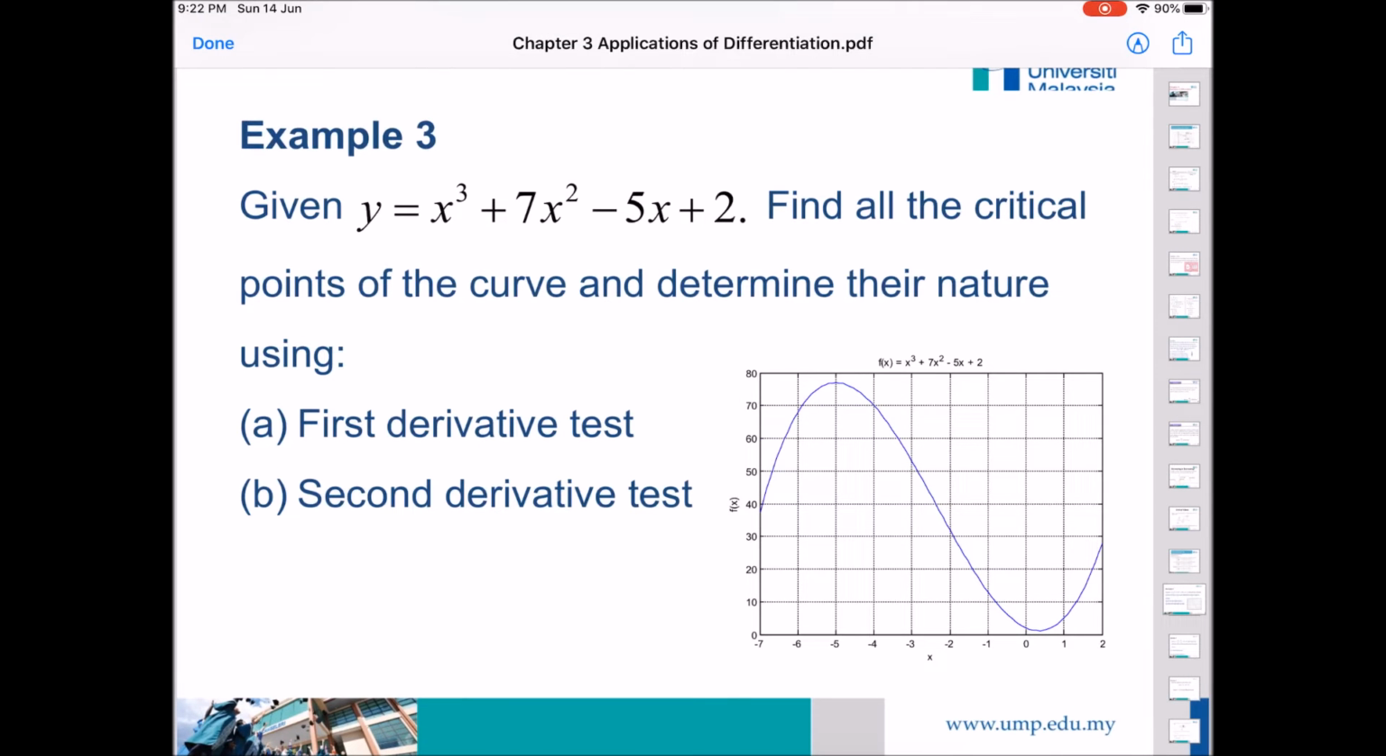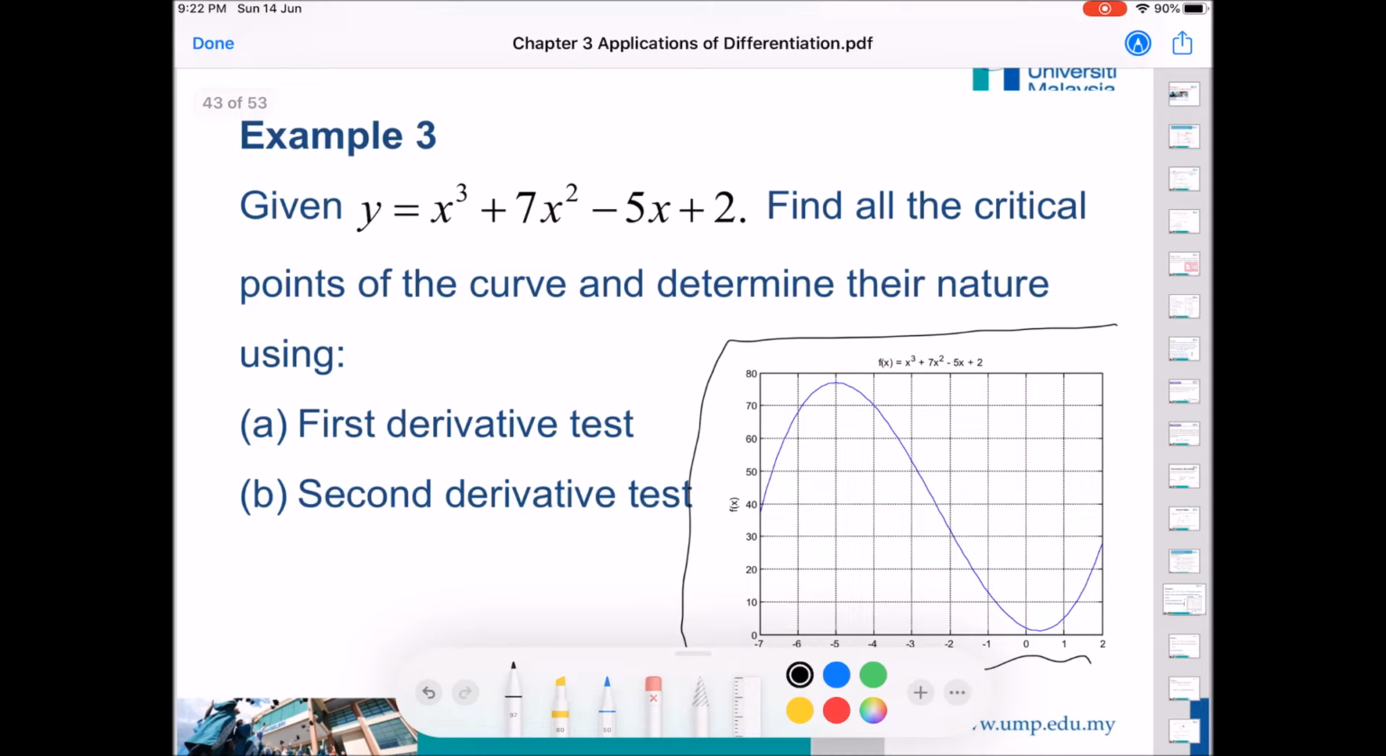Okay, next example, example 3. This example requires us to do both tests, the first derivative test and the second derivative test. Okay, so given y equals x to the power of 3 plus 7x squared minus 5x plus 2, find all the critical points of the curve and determine the nature using the first derivative test and second derivative test. The question already gives you the curve actually.